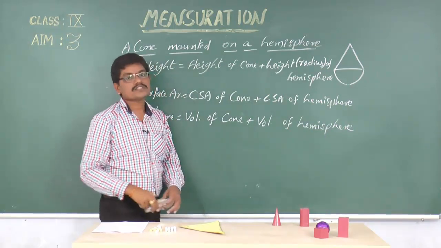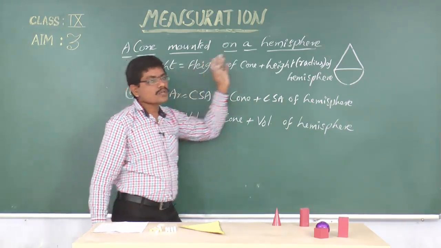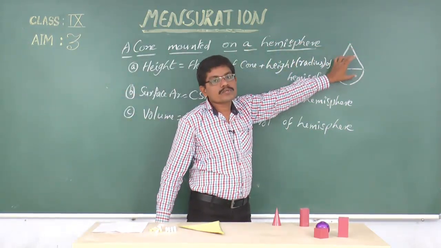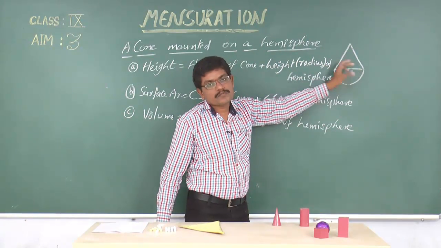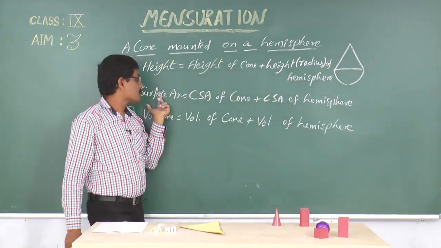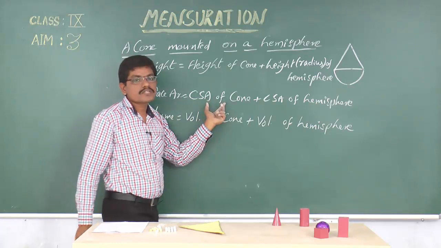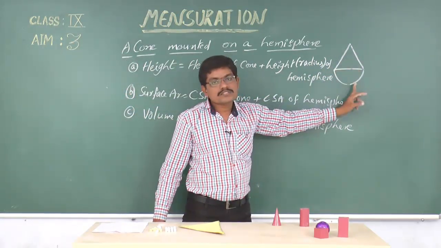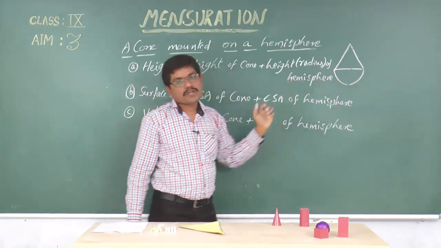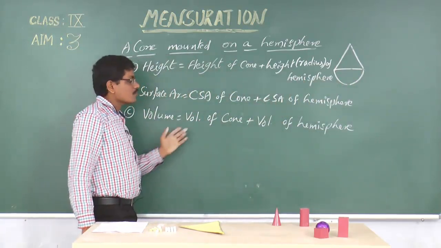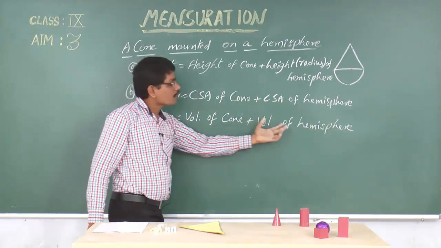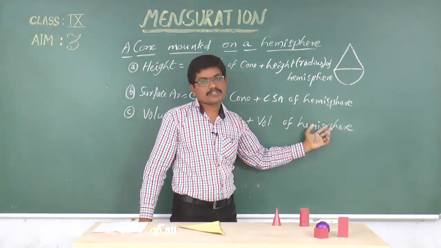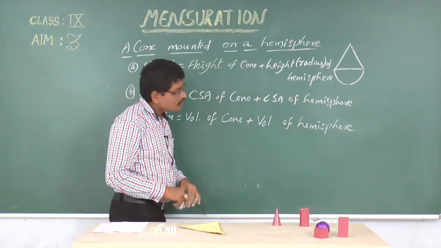So once again, see these three. Height is equal to height of the cone plus radius of the hemisphere, surface area is equal to CSA of cone plus CSA of hemisphere, and volume is equal to volume of cone plus volume of hemisphere. This is one of the solids.